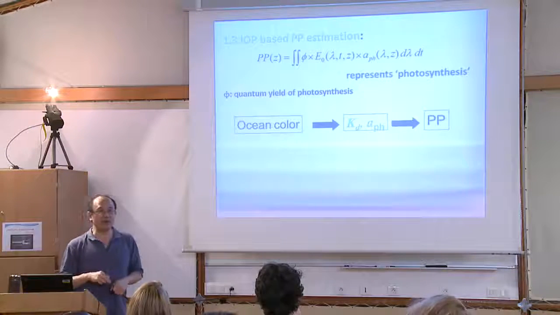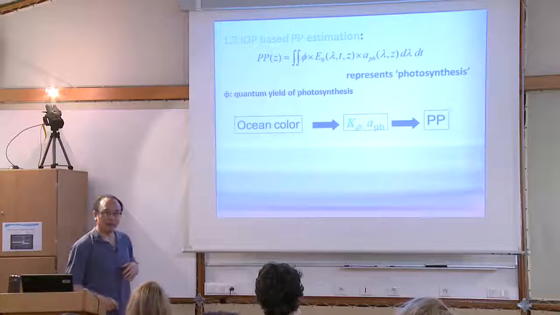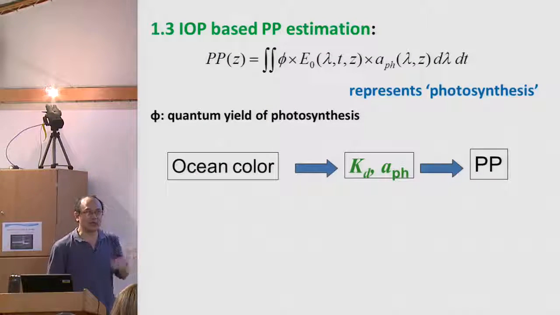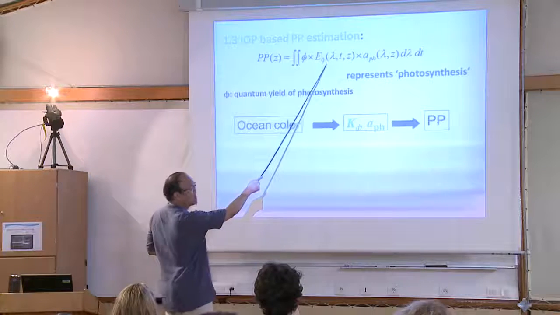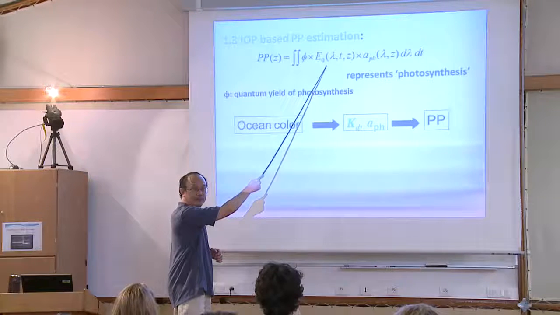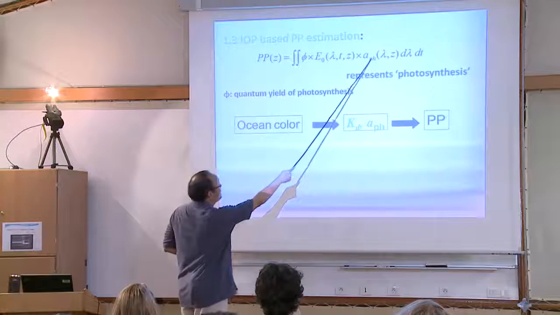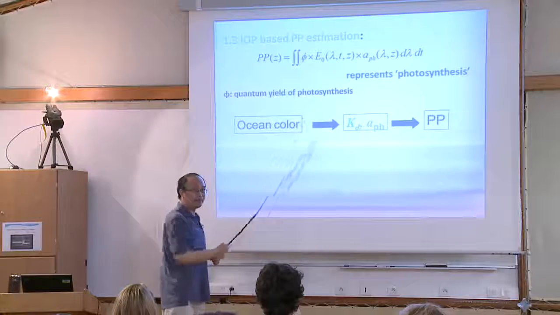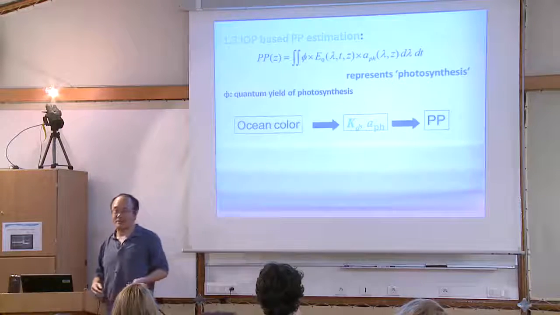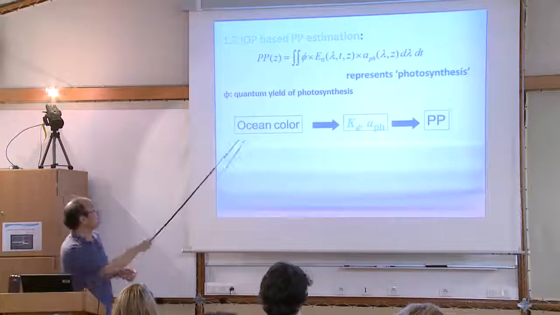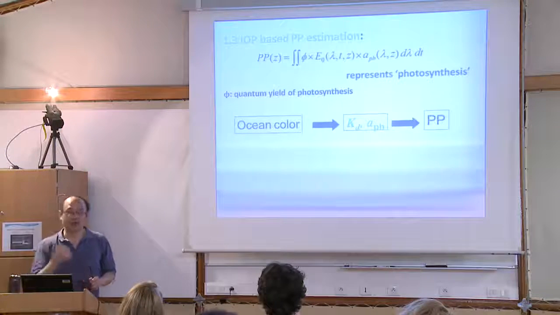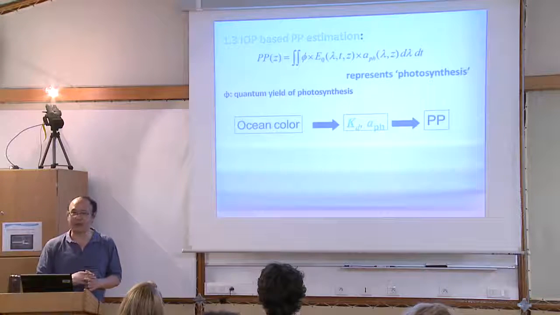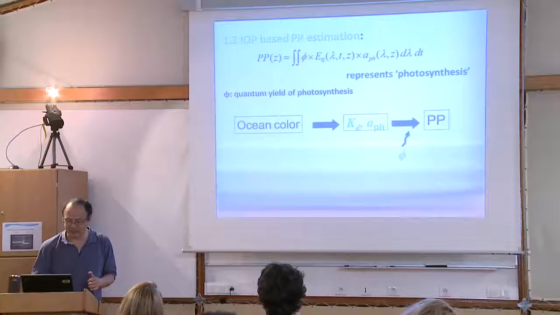So from ocean color remote sensing, we can do the same without chlorophyll to estimate primary production. Ocean color, as I said, the remote sensing reflectance, we can get KD, then we can get the E at depth, right? Get APH, put it here. This phi will be from laboratory measurements or in situ measurements. So we can convert all of these things into primary production. For the details, you need to read a few papers. I will show you some results.